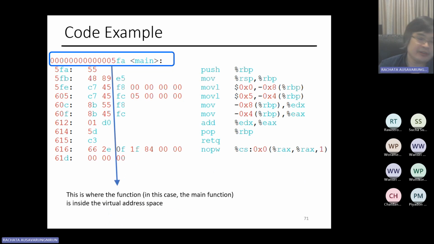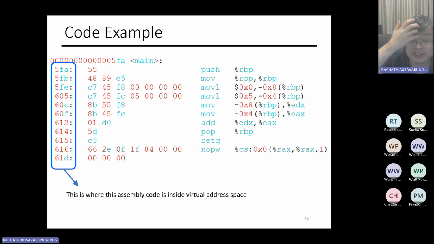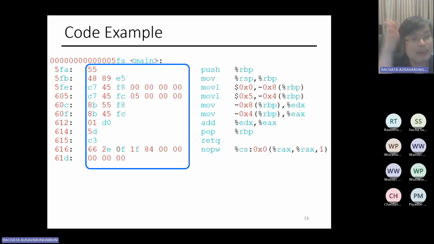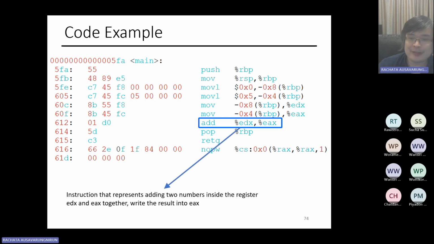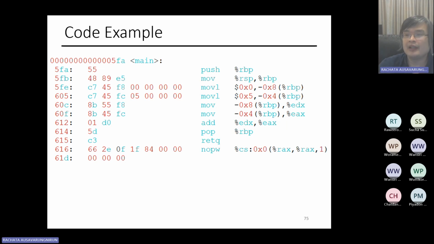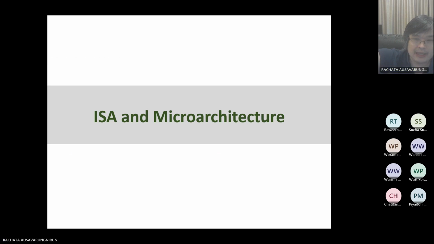And here, you see that it shows the main function, the name of the function that you're calling, the address of where in the virtual address space the code is in DRAM. This is the actual binary of your code. And then here is the instruction that represents I want to add the two numbers and write the result into EAX. And then here are the actual bits that represent the add instruction you saw, right? And that's assembly. Now, assembly is kind of like the ISA.